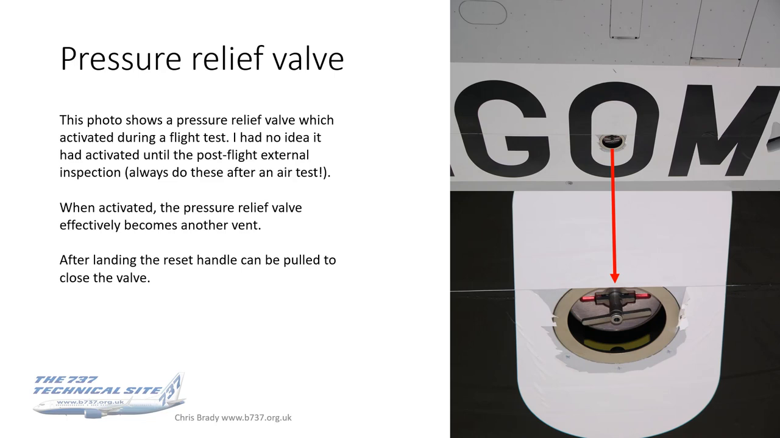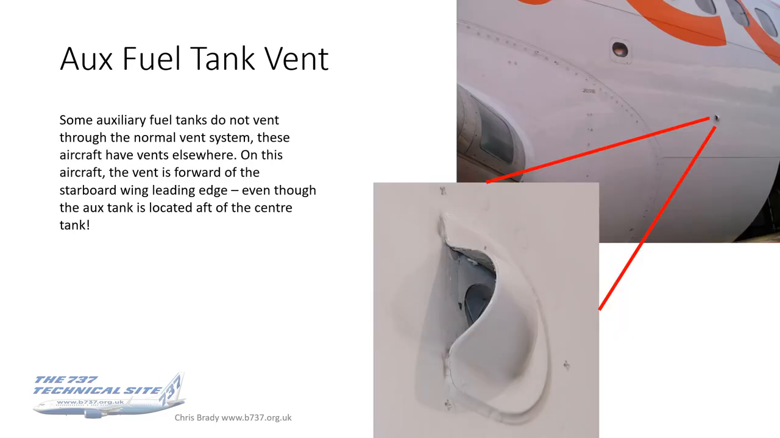So when activated, this pressure relief valve effectively becomes a second vent. You can see it there, pushed up into the surge tank just to let the air in. And after landing, the engineers can get a long ladder and simply pull that reset handle to reset the valve. The auxiliary fuel tanks don't vent through those NACA ducts.